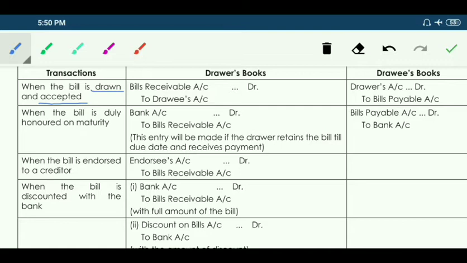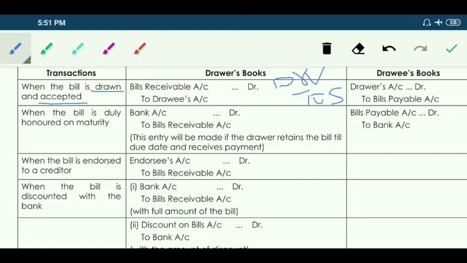At the time of sale of goods in the drawer's accounts, what is the entry? Debtor's account debtor to sales account. So this is the entry at the time of sale. At the time of sale, the debtor account is debited and the sales account is credited. So clearly understand the concept.